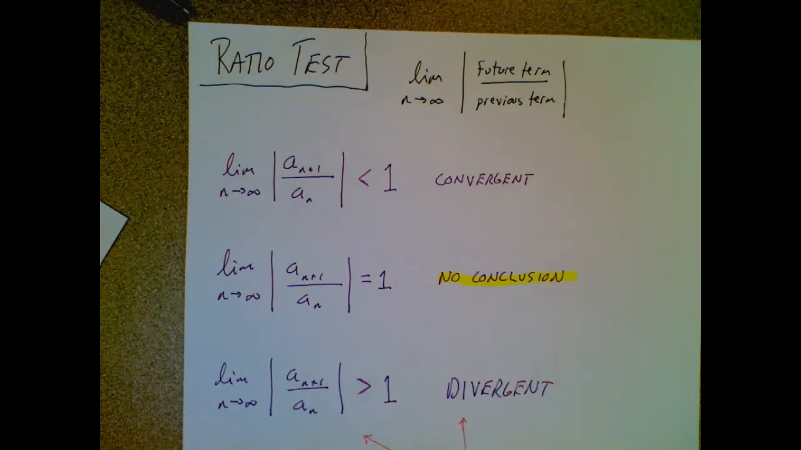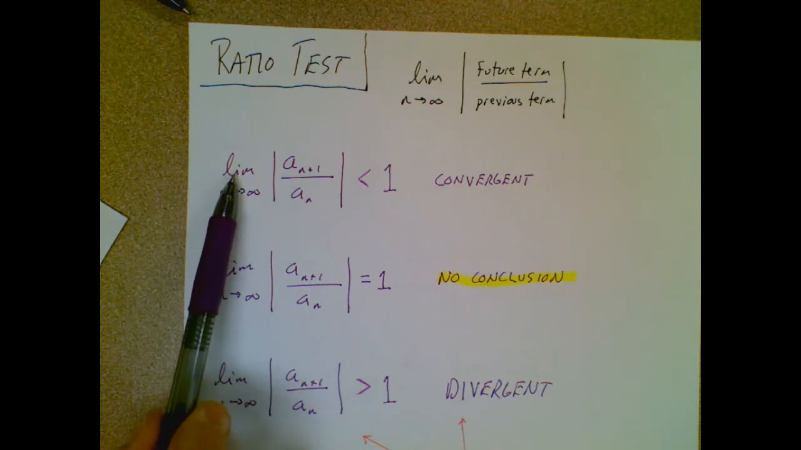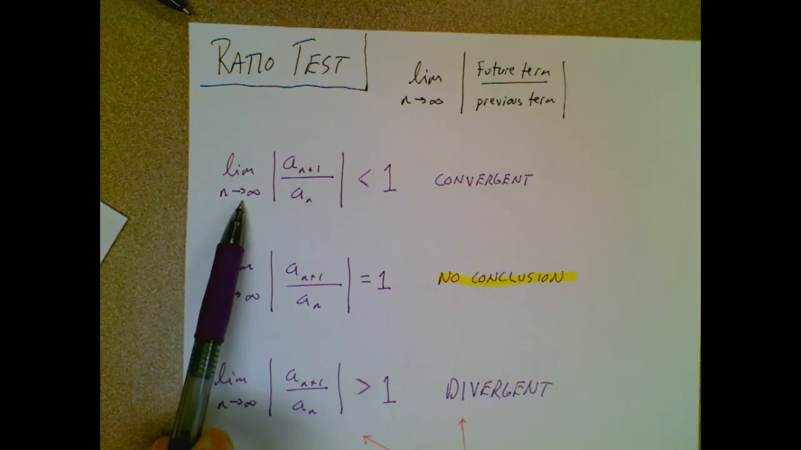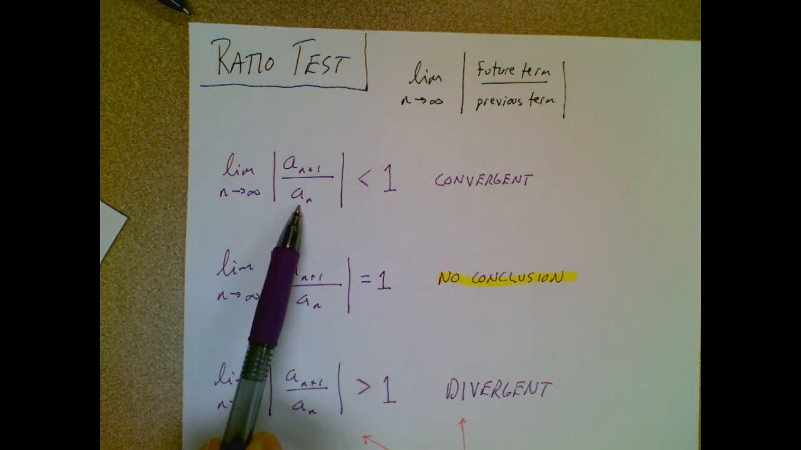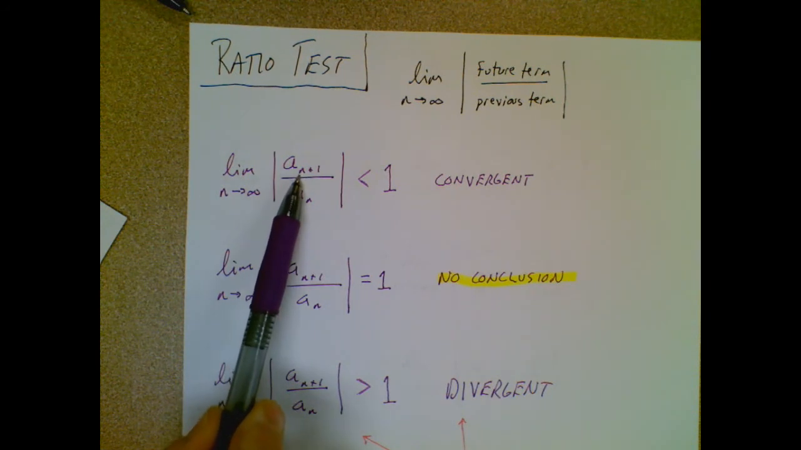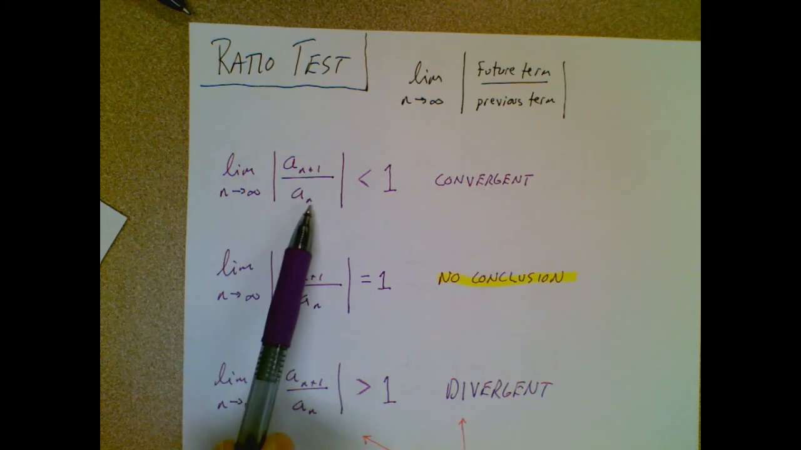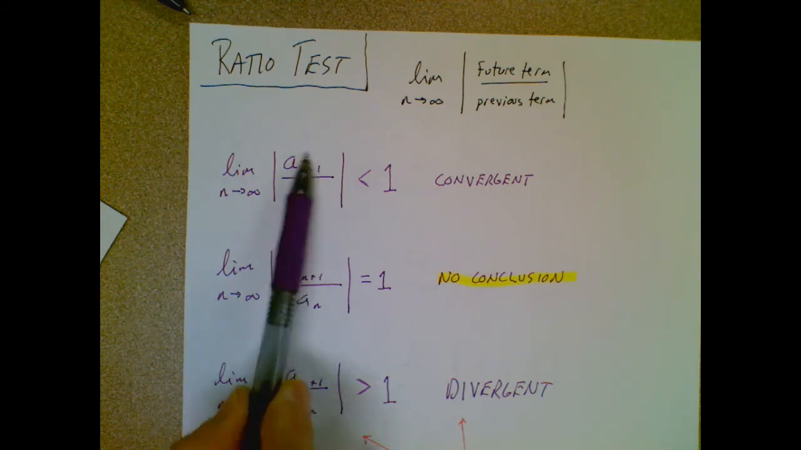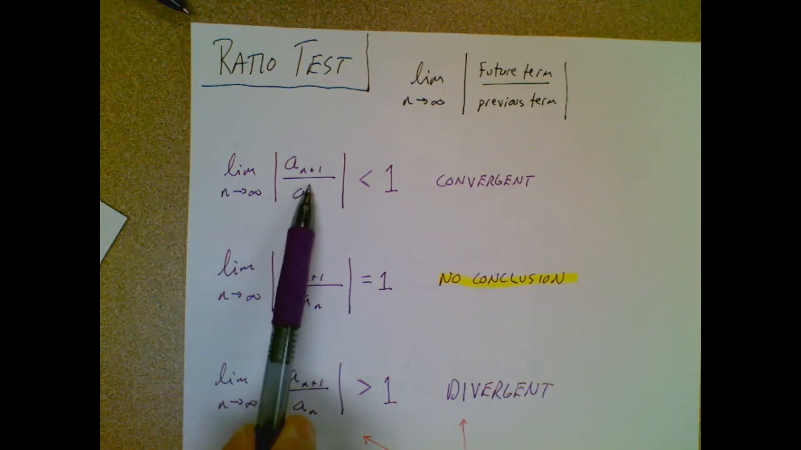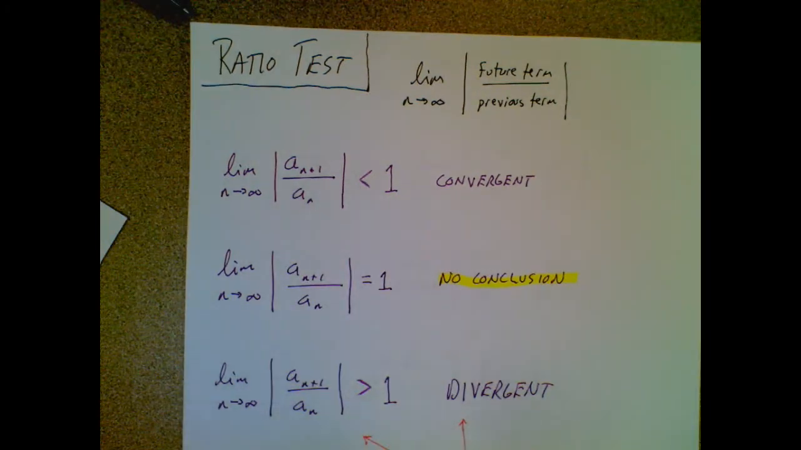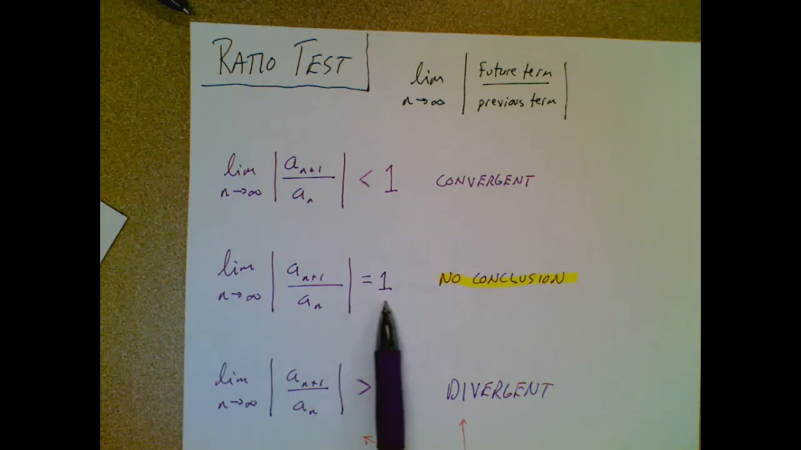It's a little bit intimidating at first, but it's simply saying this. Let's do the limit as n approaches infinity of a future term compared to a previous term. A sub n plus 1 means we're one term further than the previous term. And what this is saying is, if that ratio is less than 1, then our series is convergent. If that ratio is greater than 1, then our series is divergent. And just like the nth term divergence test, be careful, you don't always have a conclusion. In this case, equals 1 is a no conclusion.